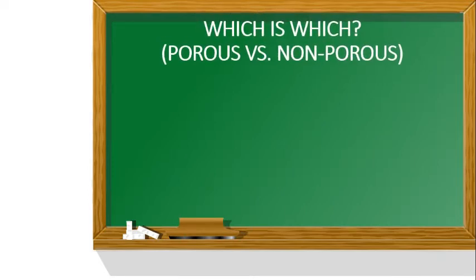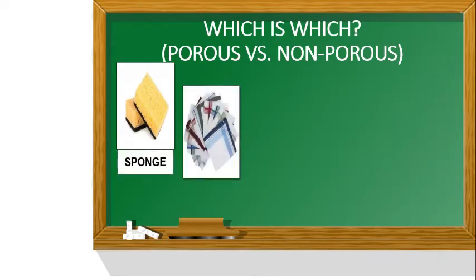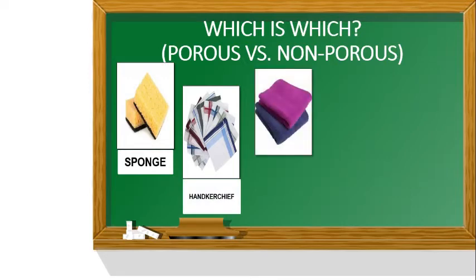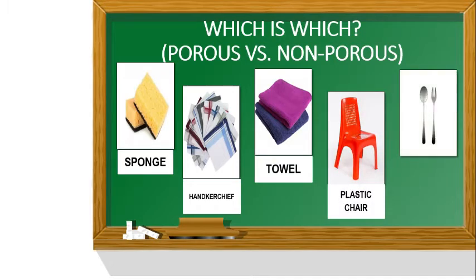Before we start our lesson, I want you to answer this following question. All you need to do is to identify which is porous and which is non-porous. First is sponge, second is handkerchief, the third one is towel, the fourth one is plastic chair, and the last one is metal utensils. Which is which?